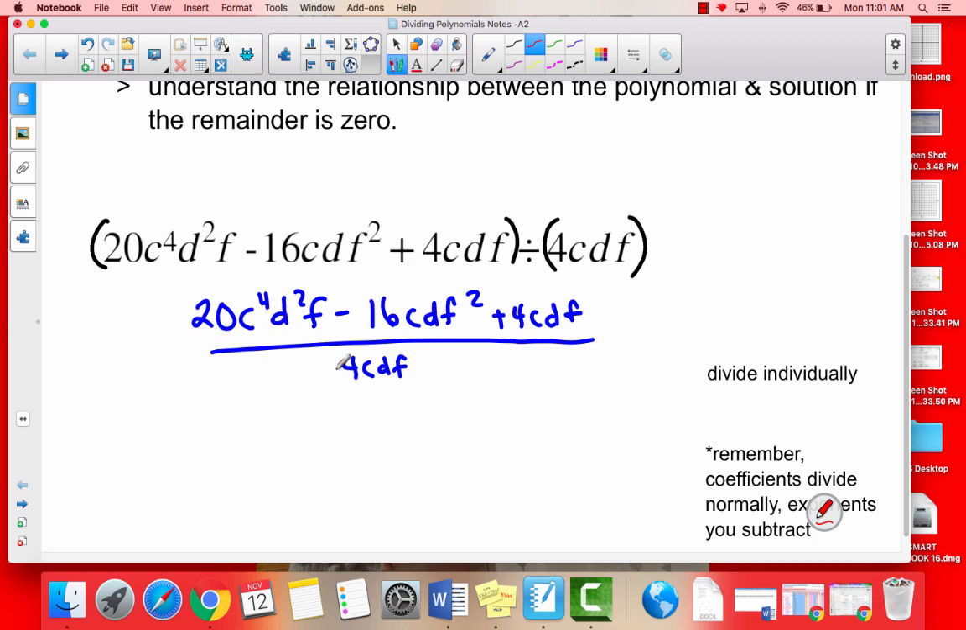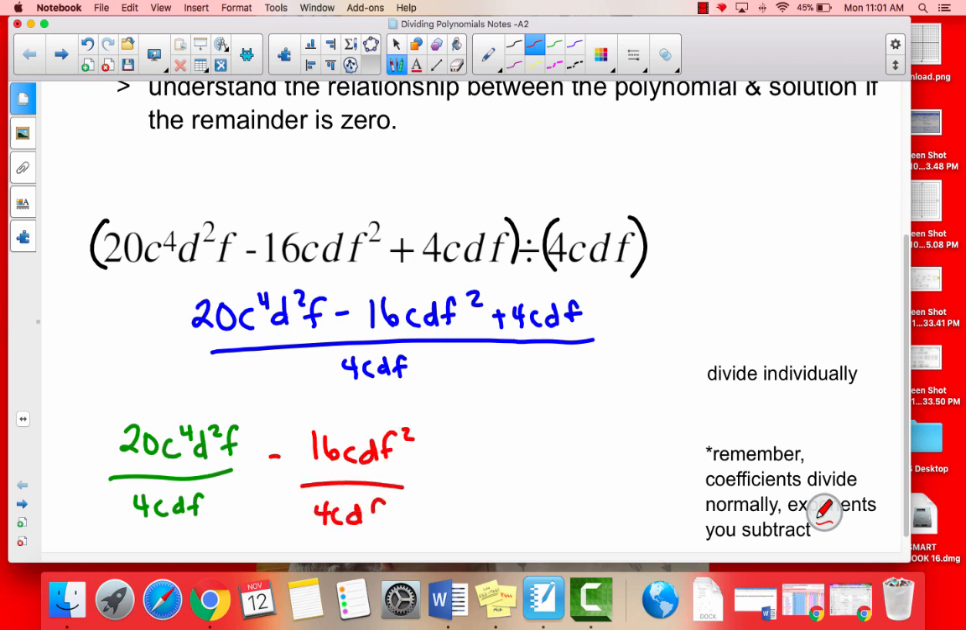Then I can individually break these up and divide each small part, and that will help me get my final answer. I'm going to work with the first part originally, which is 20c^4d^2f all divided by 4cdf. Then I'm going to do the same thing for the middle: minus 16cdf^2 divided by 4cdf. And then lastly, plus 4cdf divided by 4cdf.